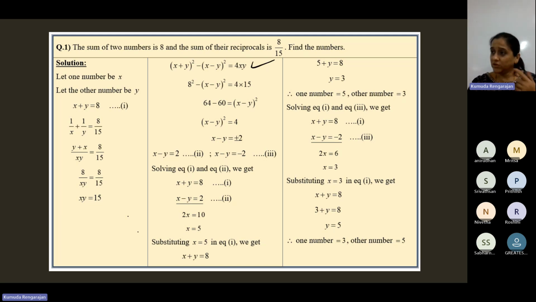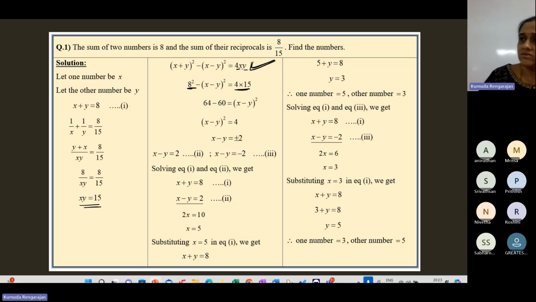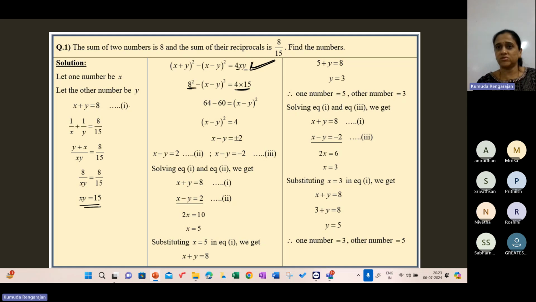I want to get another equation in x and y. See, this is the first equation we have, and from the other information, we have xy is equal to 15. Now I'm using this identity to get another equation. (x plus y) whole squared minus (x minus y) whole squared is equal to 4xy. Now substitute the values. x plus y is 8 squared, and this is 4 into 15, right? So when you work this, you get (x minus y) whole squared is 4. x minus y is equal to plus or minus 2, square root of 4.